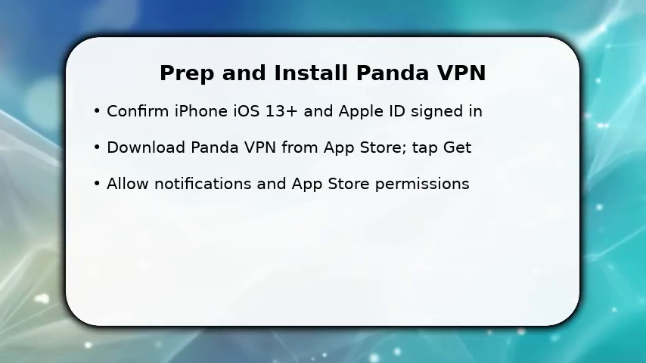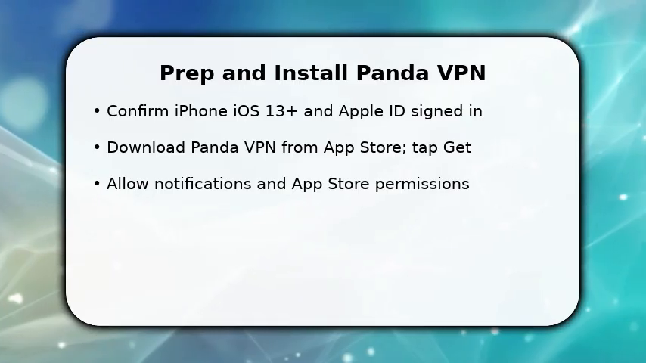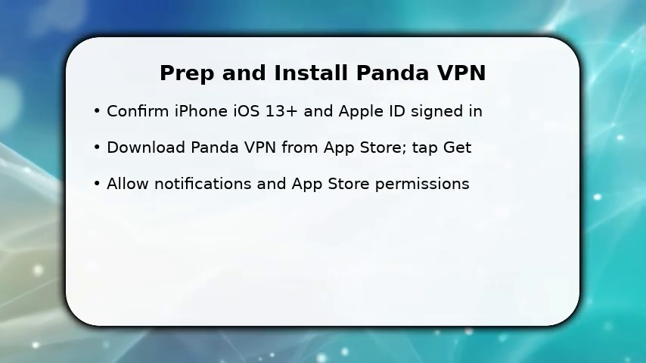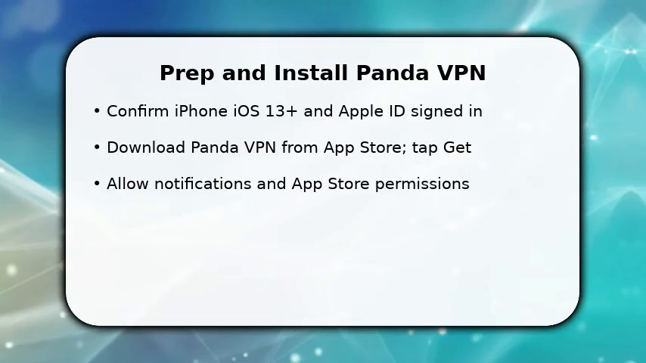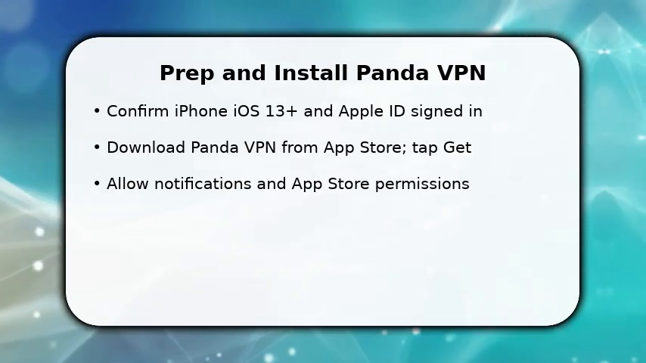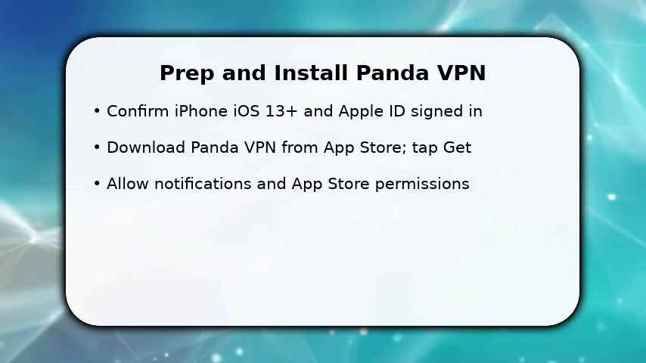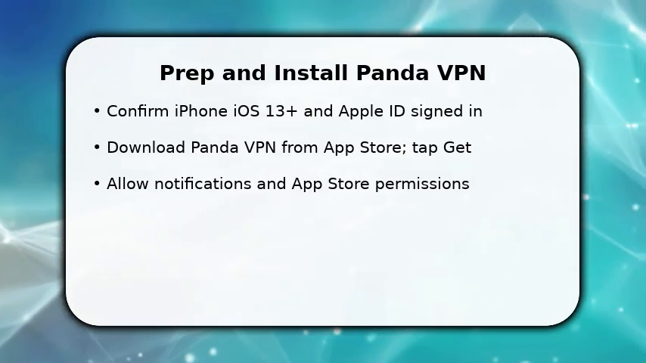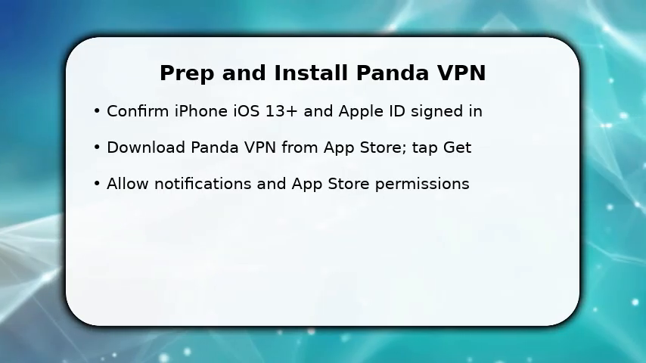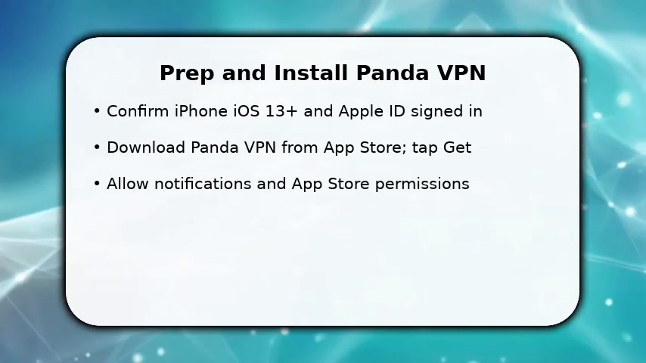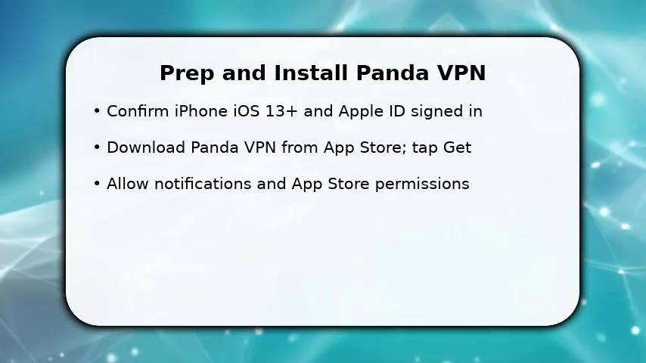You start by confirming your iPhone runs iOS 13 or later and that your Apple ID is active. Once done, open the App Store and download Panda VPN, tap Get and Authenticate. Make sure to grant the app permission to send notifications and request network configuration when prompted. This step lets Panda install the VPN profile securely.